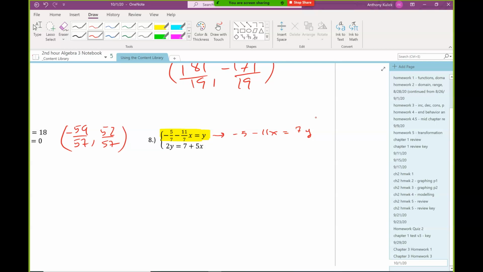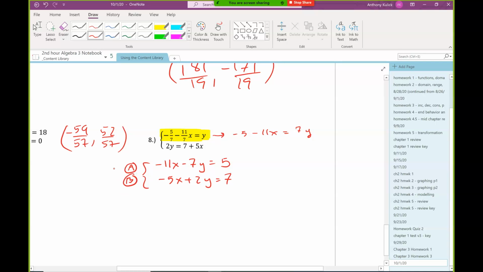Now, if I'm going to solve this system by elimination, which is what the directions ask me to do, I'm going to want to rearrange this so that the x's and y's are on one side and the constants on the other. Everything lines up vertically. So I'm going to subtract 7y over and then add 5 over. And in the second equation, I'm going to subtract 5x over. And that's going to be the system that I'm going to try to solve.